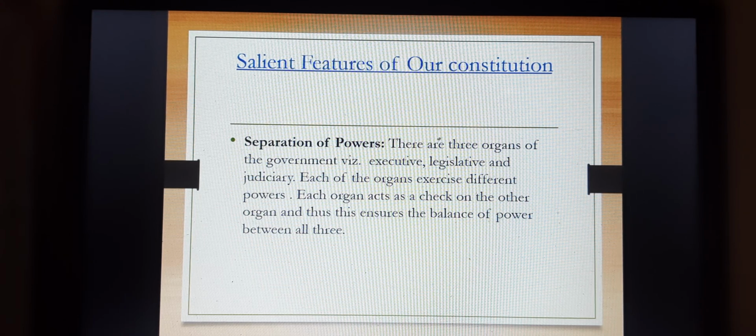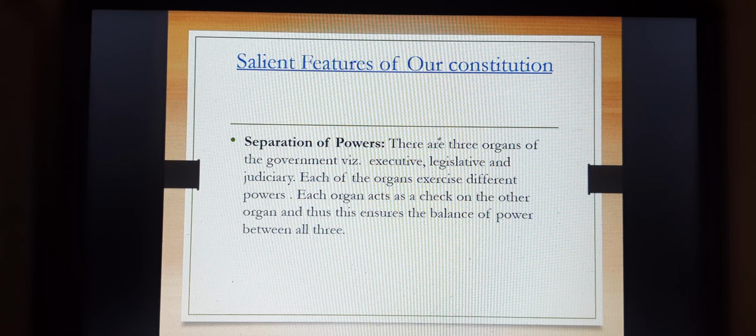Each of the organs exercises different powers. Each organ acts as a check on the other organs, and thus ensures the balance of power between all three. So all three have a command over each other. They are trying to rule the country in such a manner that everybody gets the right benefits and is not cheated by anyone.